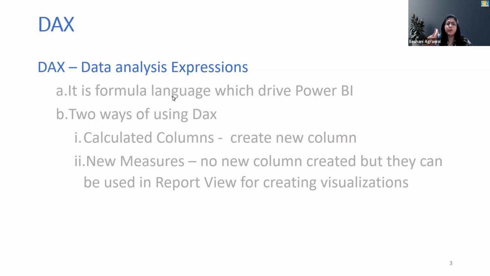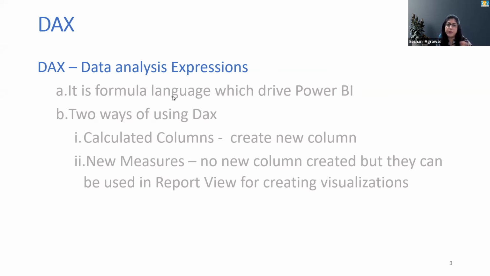Right? Measures are of two types, implicit and explicit. Implicit measures are created when you pick any numerical field from your list and drop it, and it automatically does a summarization. So that's called an implicit measure. And when you're using functions like sum or average or any other calculation, and creating the measures using these DAX functions, those are called explicit measures.